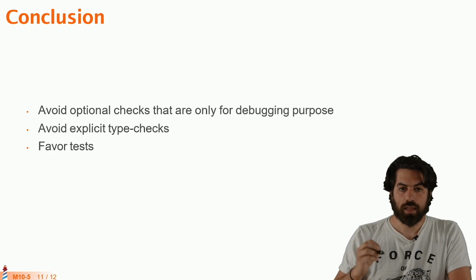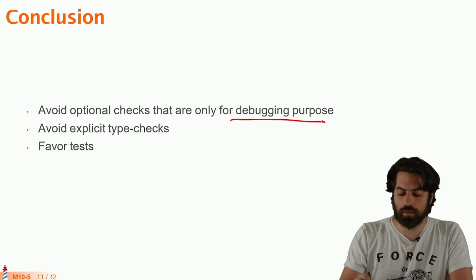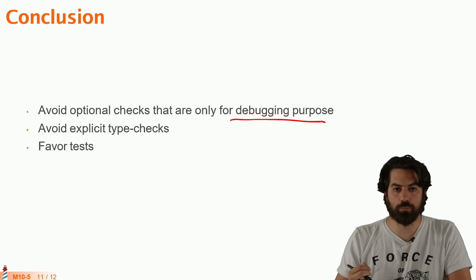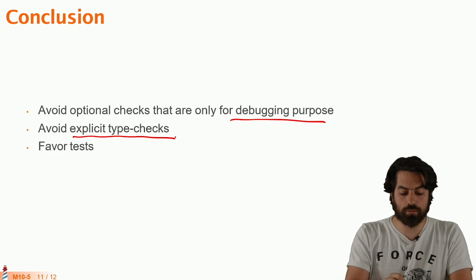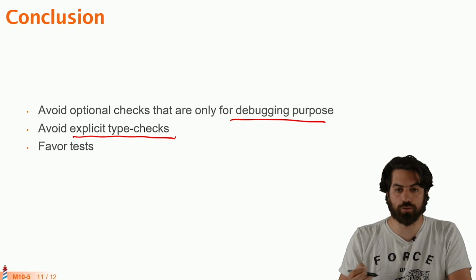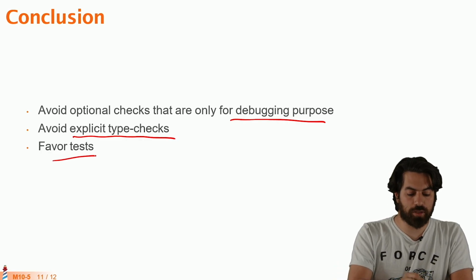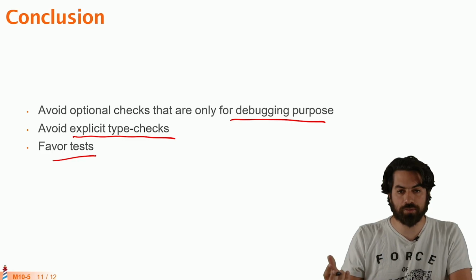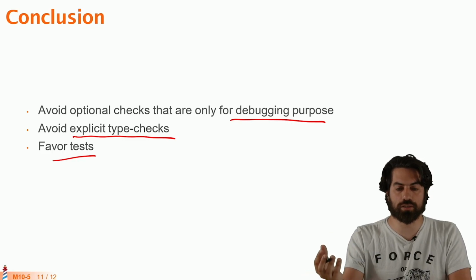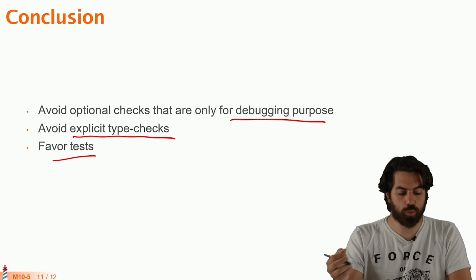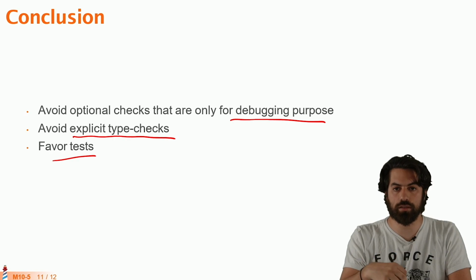As a conclusion, avoid using optional checks that can be used mainly for debugging purposes, or remove them after debugging. Also, avoid using explicit type checks, because they prevent code evolution. And favor tests, because actually what we have seen as assertions in the code and checks in the preamble of the methods could have been different tests in our source code.